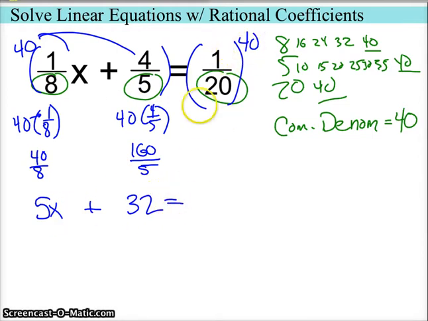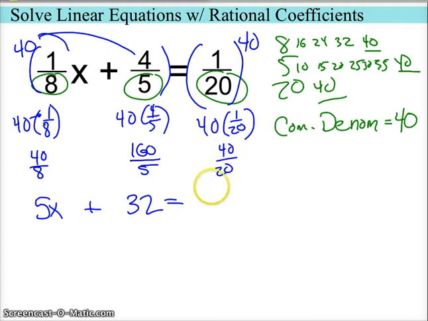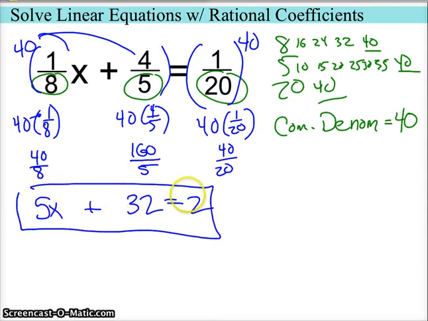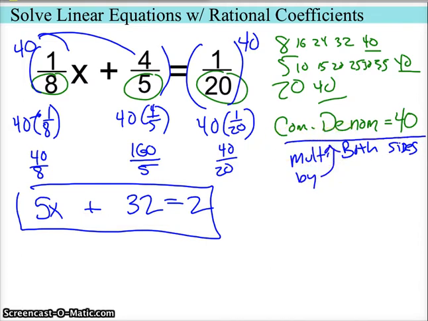Over here we'll have 40 times 1/20th. 40 1/20ths would give us 40 20ths, and 40 divided by 20 will give us 2. So now here is our new version of the equation, but this time with the fractions cleared. Okay, and again we cleared it by multiplying both sides by the common denominator of 40 in this case.